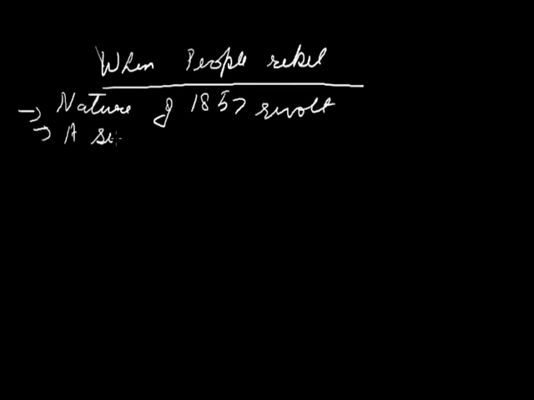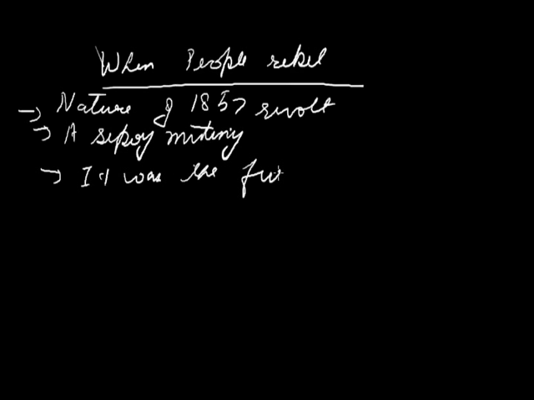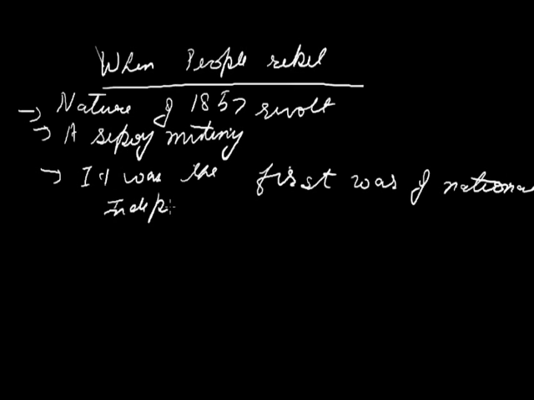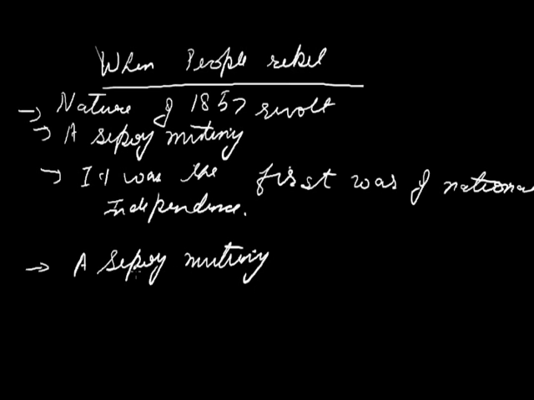That is a sepoy mutiny, or you can say it was a mutiny by the Indian soldiers. And the second view, which no doubt is now accepted by everybody, is that it was the first war of national independence. So let us start with the first opinion, that is a sepoy mutiny. What is a sepoy? An Indian soldier is known as a sepoy.